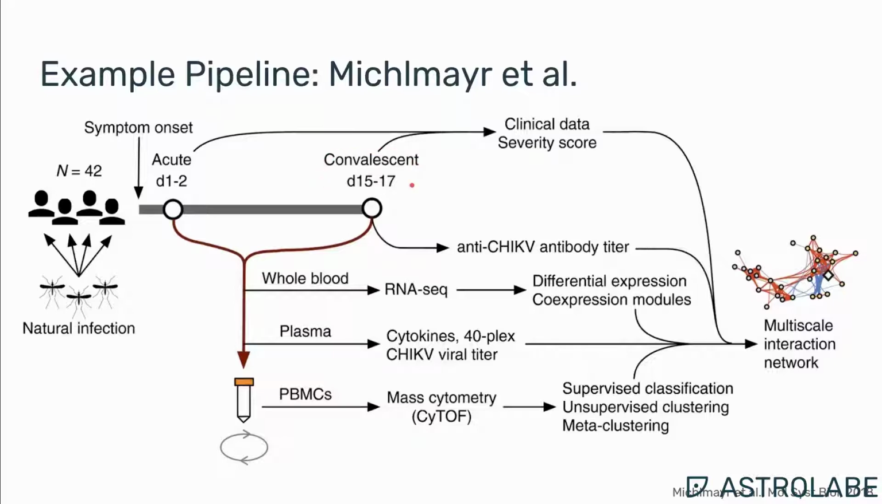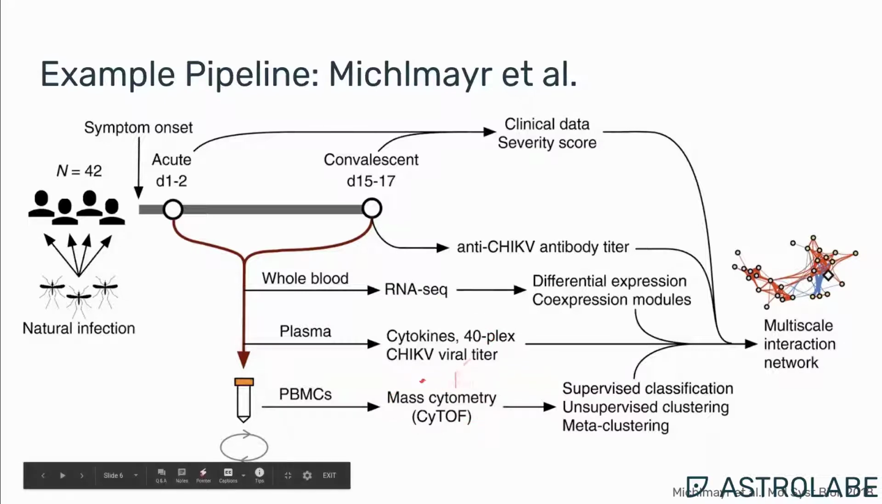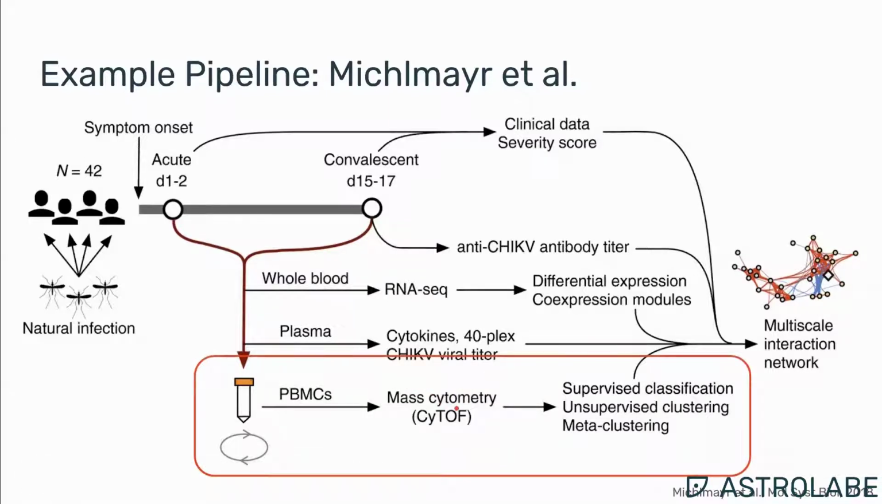The goal of this study is to compare the structure of the immune system between these two stages, and the researchers used a plethora of techniques: RNA sequencing, Luminex, and finally, mass cytometry. And for the purpose of this webinar, I'm going to focus on this last data set, which was acquired by Professor Adi Brachman in Mount Sinai.